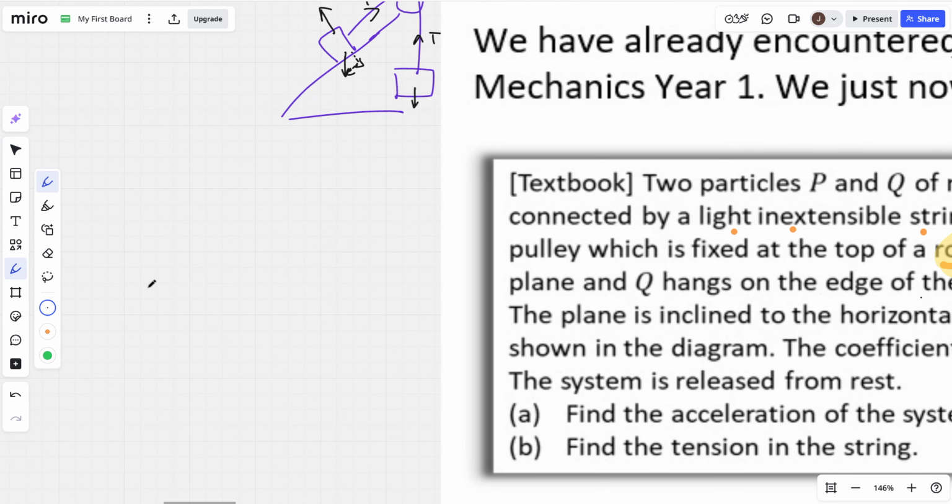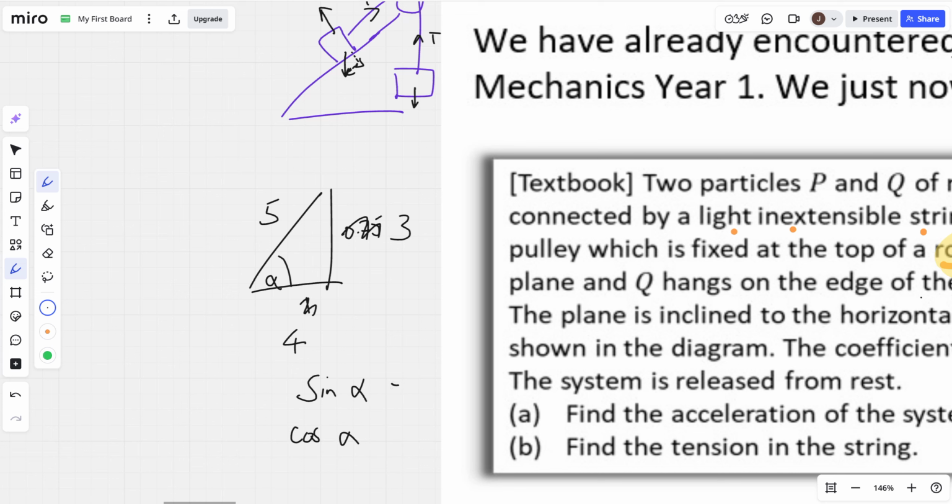Another good thing to do would be one of those triangles where you work out what sine and cos is. So you could do 0.75 over 1, but you might realize that 0.75 is the same as 3/4. So it's one of those 3, 4, 5 triangles again. And while we're here, let's just write what sine and cos is. So that's 3/5 for the sine and 4/5 for the cos.